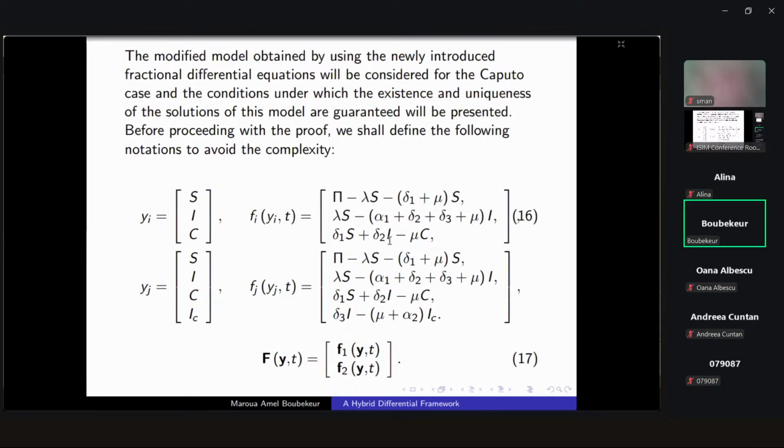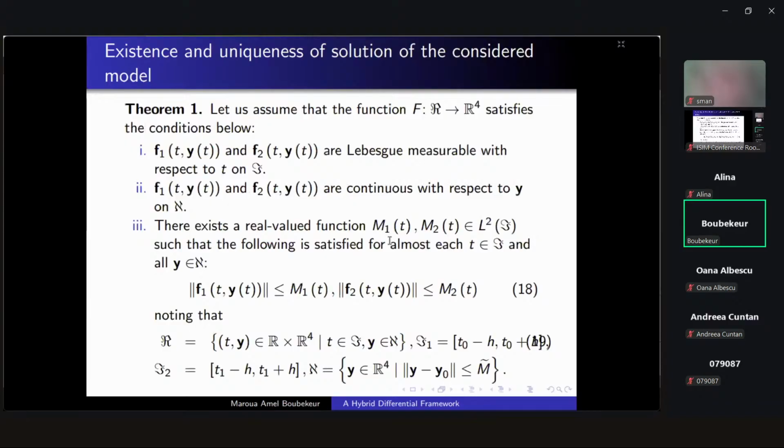To analyze the system mathematically, we rewrite the model in a vector form; this makes it easier to study existence and uniqueness and numerical methods. This theorem gives the condition under which our model has a unique solution. The function needs to be measurable and continuous in time, Lipschitz continuous in the state variable, and bounded by a null function.